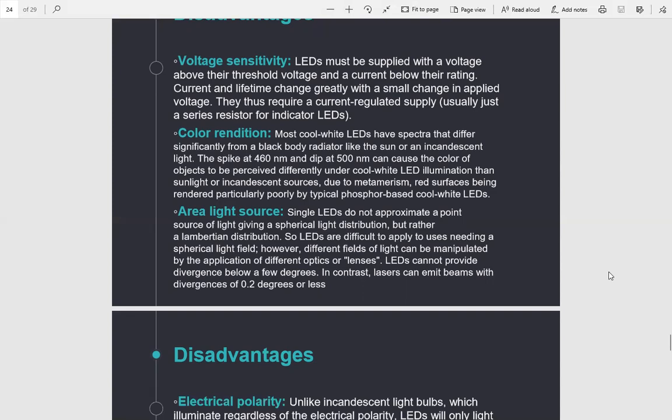Area light source. Single LEDs do not approximate a point source of light giving a spherical light distribution, but rather a Lambertian distribution. So, LEDs are difficult to apply to uses needing a spherical light field. However, different fields of light can be manipulated by the application of different optics or lenses. LEDs cannot provide divergence below a few degrees. In contrast, lasers can emit beams with divergences of 0.2 degrees or less.